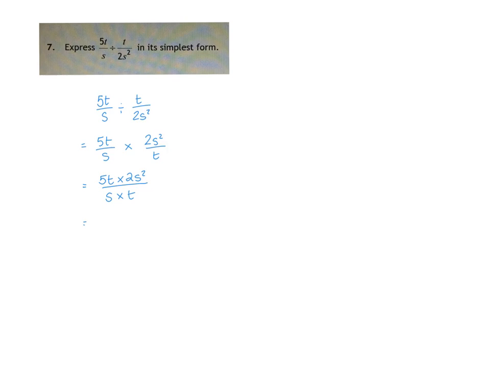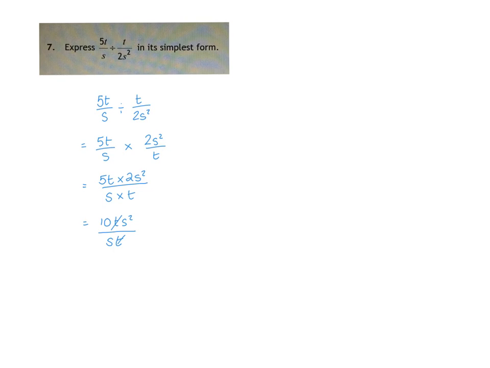So on the top we multiply the numbers, we get 10, and then the t and the s squared, can't put them together or anything, so it's just going to be ts squared. And then on the bottom we have st. So now everything on the top and everything in the bottom are all multiplied, so we can start to cancel out. So on the top we've got a t, on the bottom we have a t, so we can cancel them out.